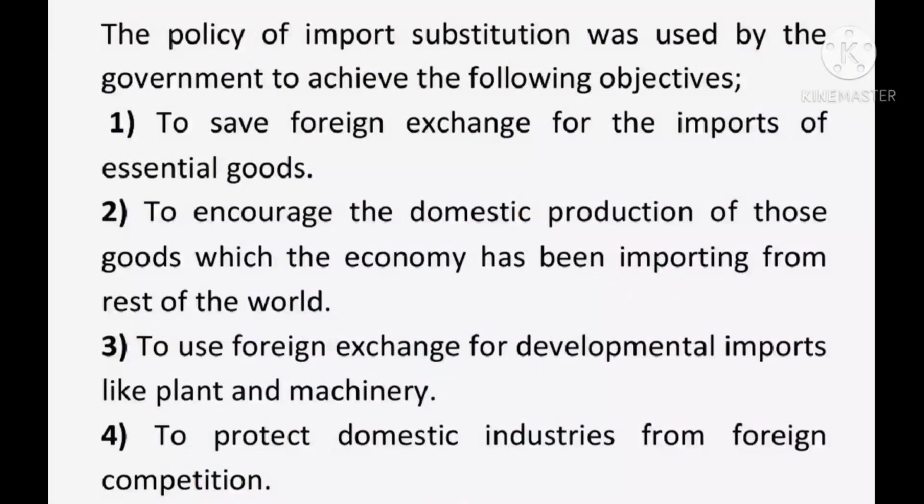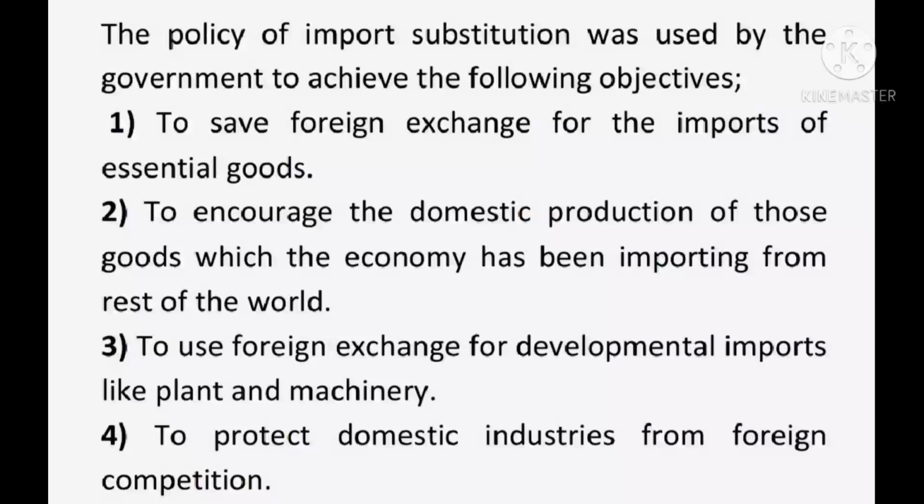Now students, we are going to study about the objectives of import substitution one by one. The very first purpose of import substitution, as you can see in point number 1, was to save the foreign exchange for the import of essential goods instead of utilizing the foreign exchange for the import of those items which are not essential for the country. Second point, to encourage the domestic production, that means to encourage the production of the goods in Indian economy which we had been importing from the rest of the world.